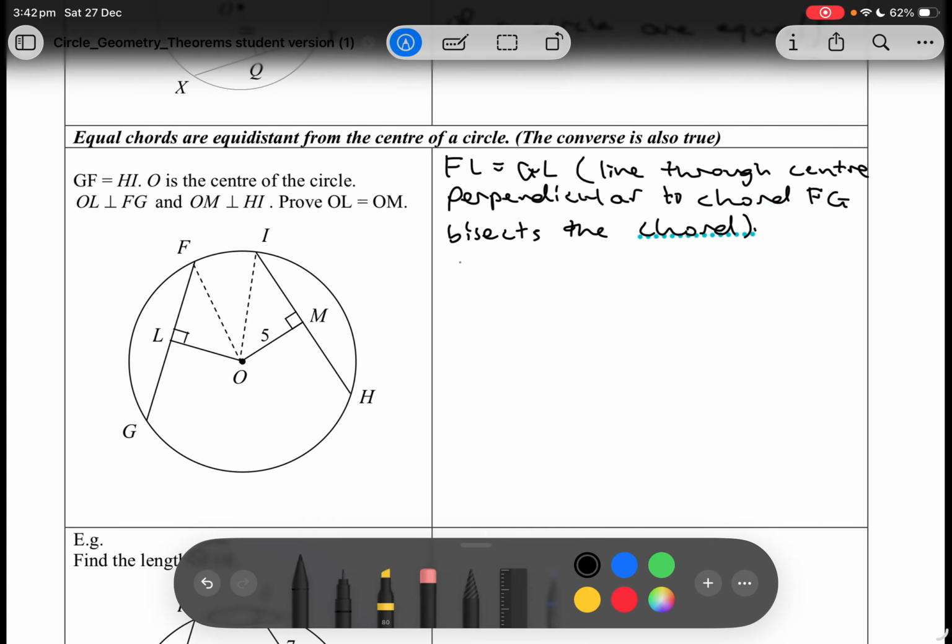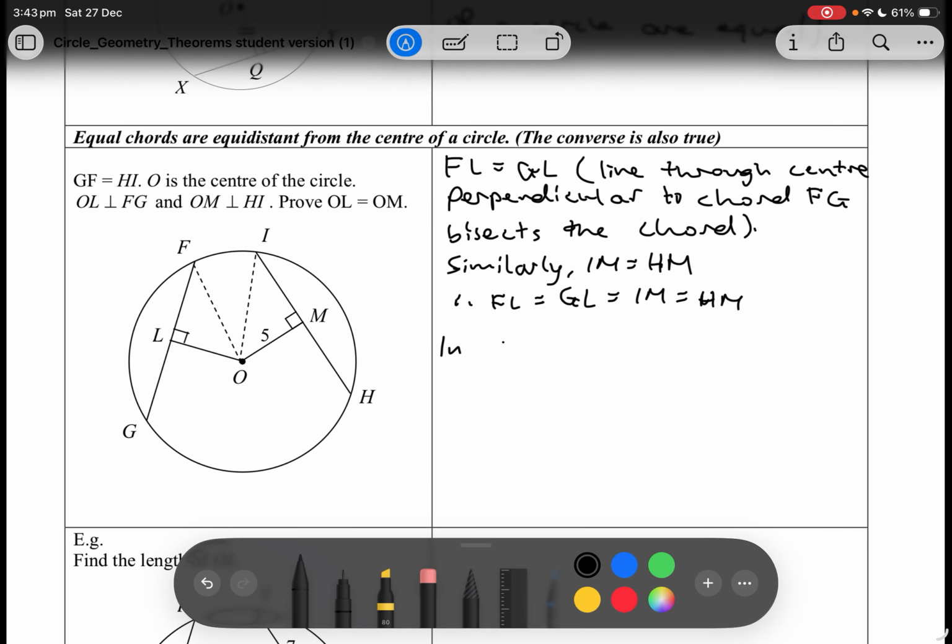And similarly, we can say IM, for the same reason, is equal to HM. Now, by making that note, we can say, therefore, that FL equals GL equals IM equals HM. Okay, with that in mind now, we've joined up OF and OI with these dotted lines, and we can introduce our triangles.